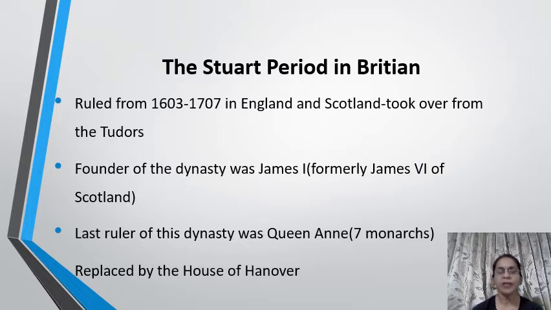Now, the founder of the Stuart dynasty in Britain was James I. Formerly, he was James VI of Scotland. So when he was ruling over Scotland, he was called James VI. Now, talking about the Stuart period in Britain, the last ruler of this dynasty was Queen Anne. Altogether, 7 monarchs ruled over Britain. Now, the Stuarts were replaced in Britain by the House of Hanover, which was from Germany.